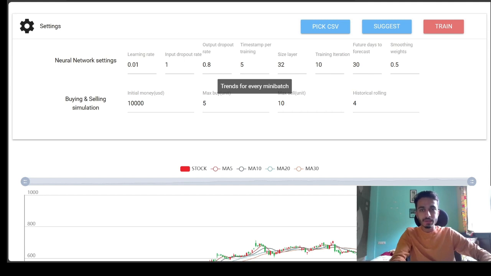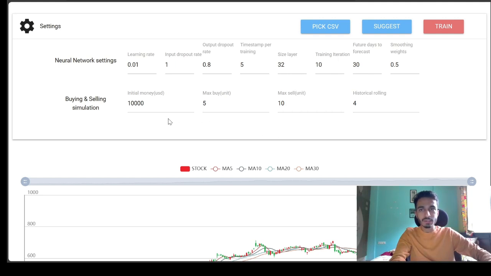Size layer defines the number of units in each layer of the neural network, which defines the complexity of the neural network, and we have set it to 32 here. Training iteration is the number of times the model will cycle through the training data set, set to 10 here, and future days to forecast is set to 30, which sets how many days into the future the model will predict stock prices. Smoothing weights is set to 0.5, which is used for smoothing the output predictions, which helps in reducing volatility and making the predictions more stable.